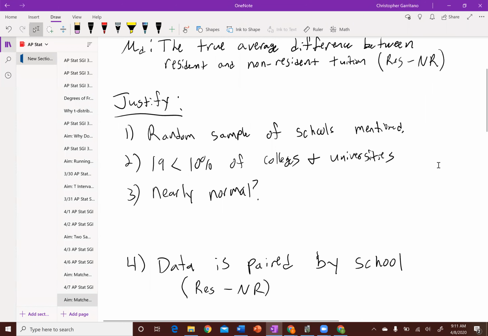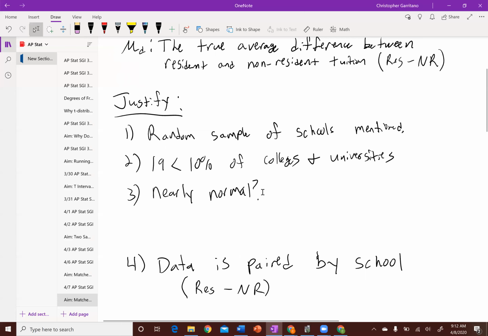It is mentioned that a random sample of schools was selected. So random/representative sample, good to go. These 19 schools is going to be less than 10% of the colleges and universities for sure. The nearly normal condition, we're going to check that in a moment. And remember, when we're doing a matched pairs procedure, we have to make it clear how we're pairing the data. And it's very clear that we should pair this data by school. And again, I'm doing my subtraction in the order of residential versus non-residential.